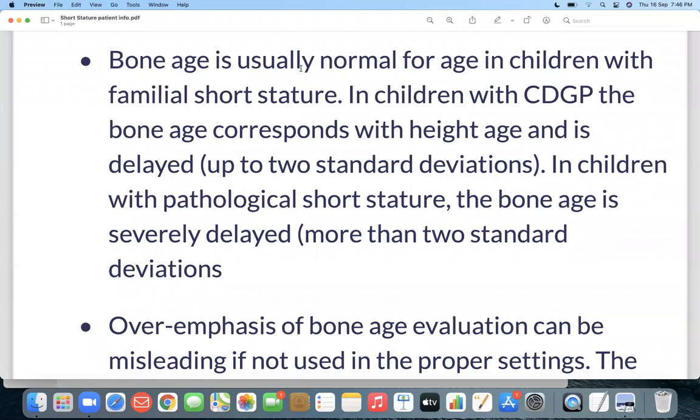So in familial short stature, usually the bone age is normal, the same as the chronological age. In CDGP, the bone age corresponds with the height age and is delayed, up to 2 standard deviations. In children with pathological short stature, it will be more than 2 standard deviations, more delayed. So you should know this.